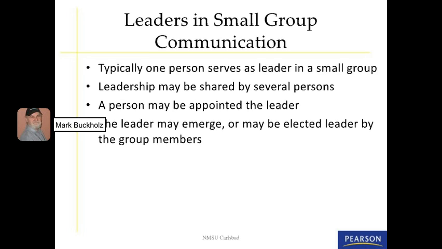Typically, one person serves as leader in a small group. Nonetheless, leadership may be shared by several persons. A person may be appointed leader, or the leader may emerge or be elected leader by the group members. Nevertheless, leadership is always given, never taken.